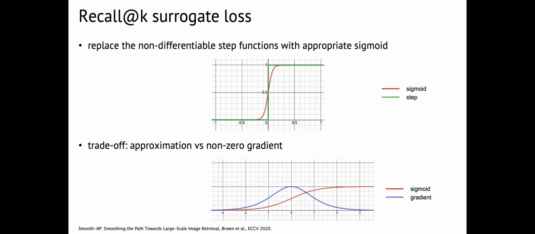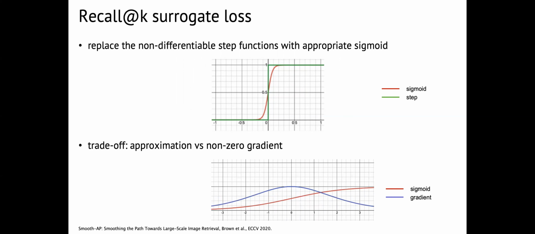To obtain a differentiable approximation of recall at k, we replace the step functions with appropriate temperature-controlled sigmoids. A steep sigmoid results in good approximation, but sparse gradients, which is not useful for training. A proper balance and trade-off between the recall approximation and gradient sparsity is needed.